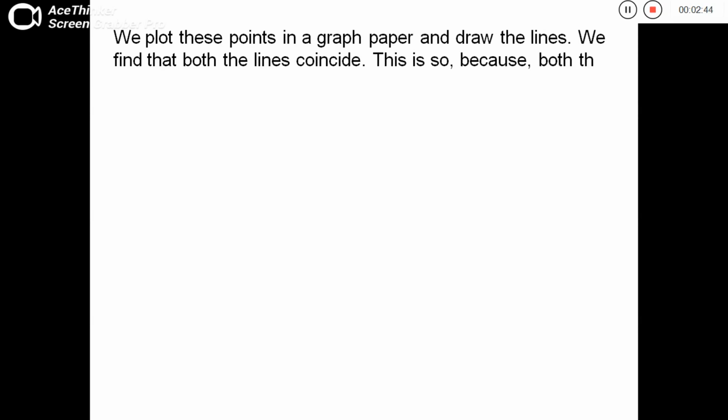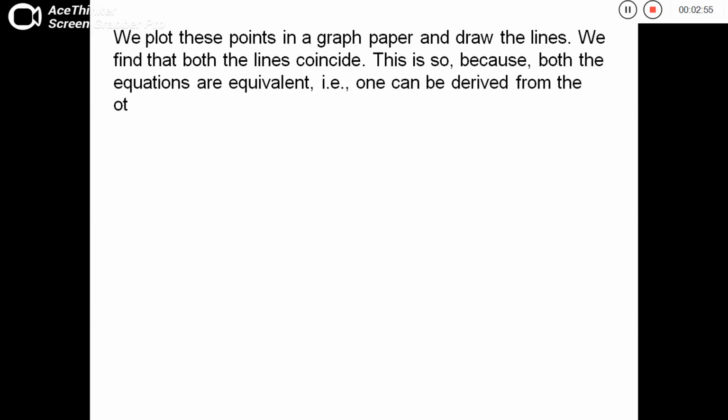So when we plot these points on the graph paper, we find that both the lines are coincident. This is so because both the equations are equivalent. It means one can be derived from the other.